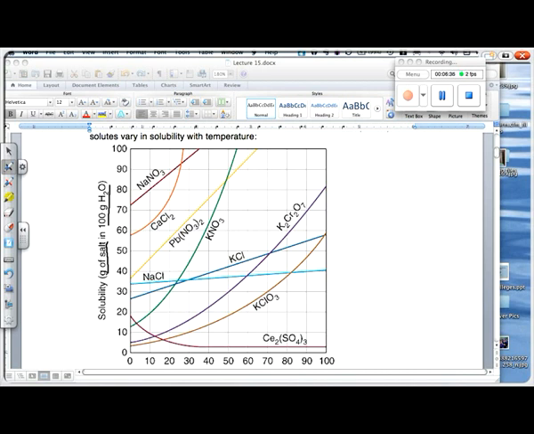And as you can see from this graph, most of the substances, not all, here's an exception right here, the cerium sulfate, decreases with increasing temperature. The one you're most familiar with, table salt, actually does increase with increasing temperature, but not greatly. But almost all the rest increase considerably with increasing temperature. The amount that will dissolve increases with increasing temperature.